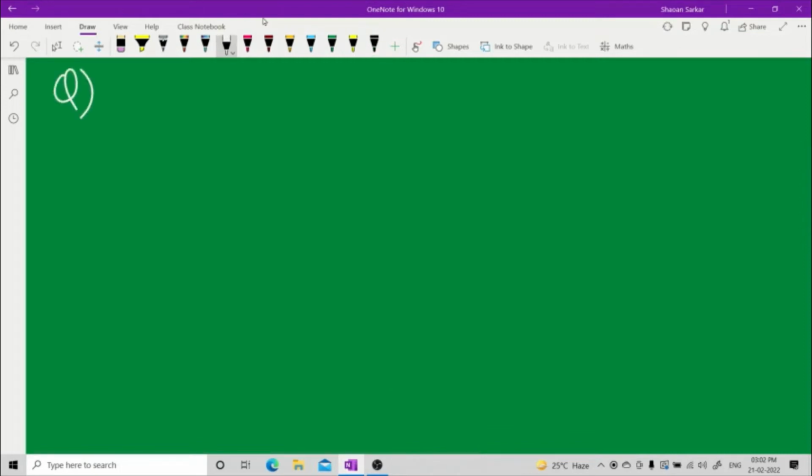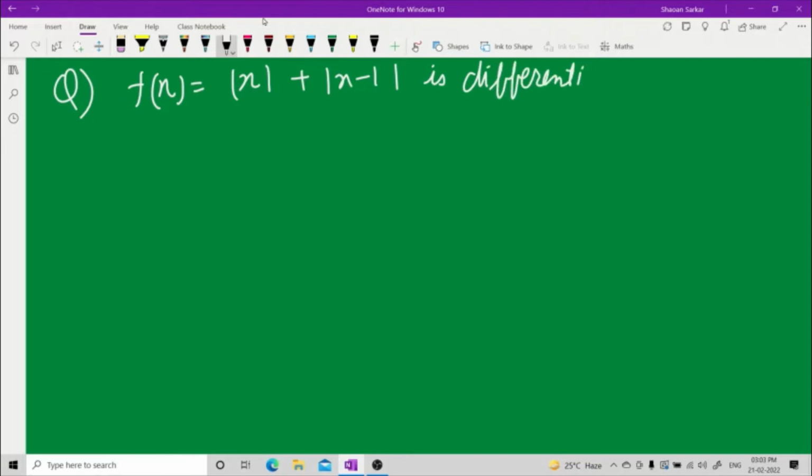Question: f(x) = |x| + |x - 1|. Is it differentiable at x = 1 and x = 0? Is it differentiable or not? That's the point. So first you have to reframe this function.